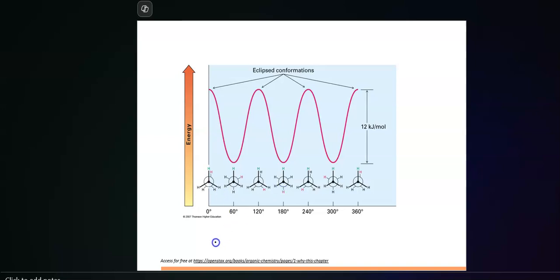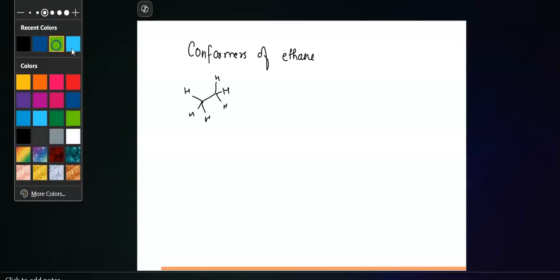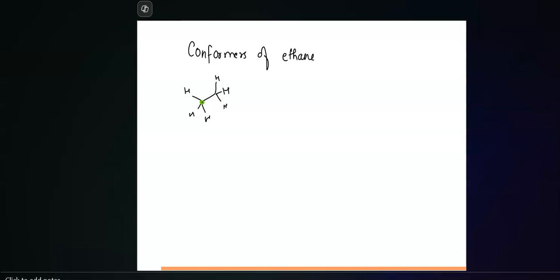Okay, so let's learn to draw one more time. The way we would draw the conformers of ethane: this is your molecule of ethane, where you have 3 hydrogen atoms, and then another 3 hydrogen atoms on the front carbon atom, right? So we want to put a color to this. Let's put a green color on the front carbon atom and a red color on the back carbon atom.